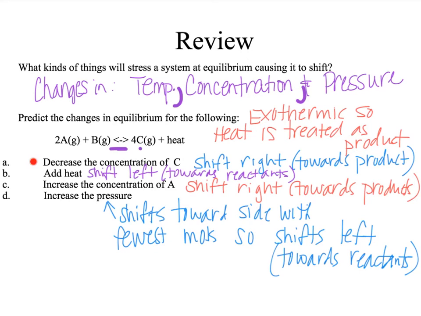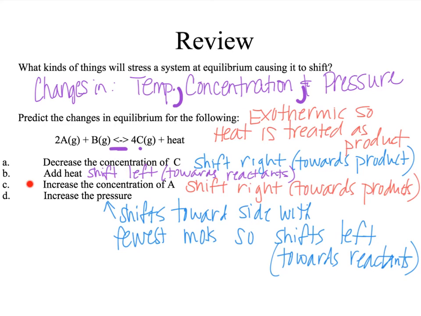So here we go. Let's do the first one, decrease in the concentration of C. That means right here, C, we would decrease it, so we would be removing it. And if we are going to remove it, then our reaction would shift towards the right to make more product because we were removing part of C, so it's going to shift to the right. Next one was add heat. And remember, we're going to treat heat as a product. And so if we're adding to this right here, that means it's going to shift away from what we're adding, so it would shift to the left and back towards reactants, meaning it would start making more reactants.